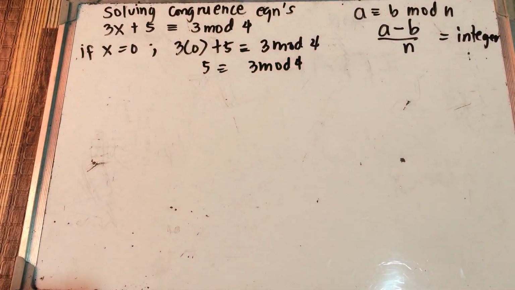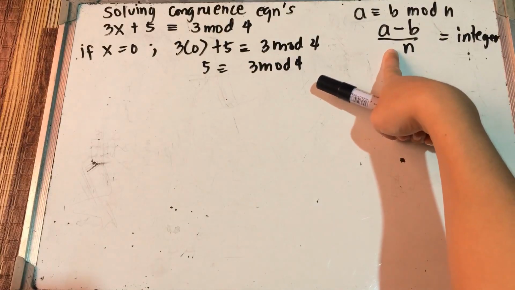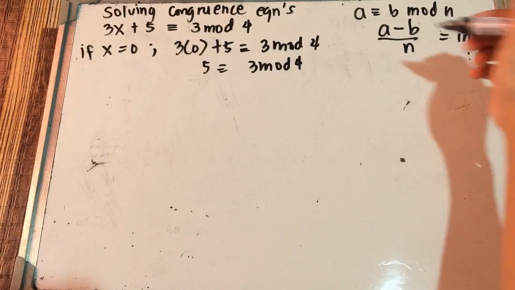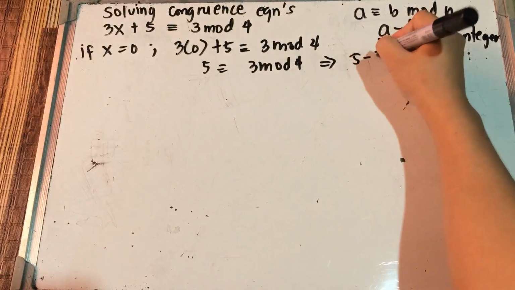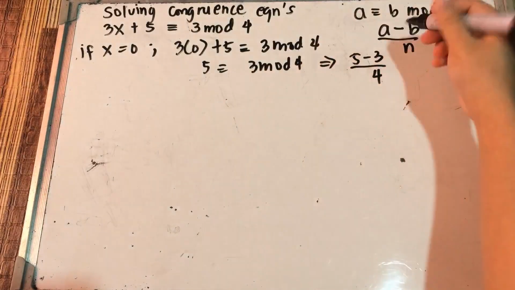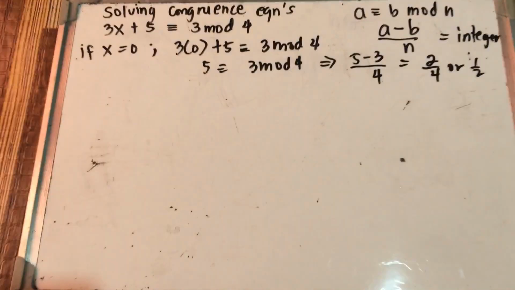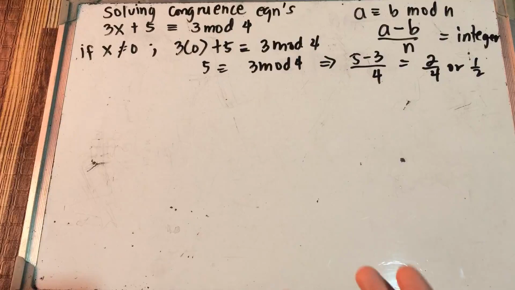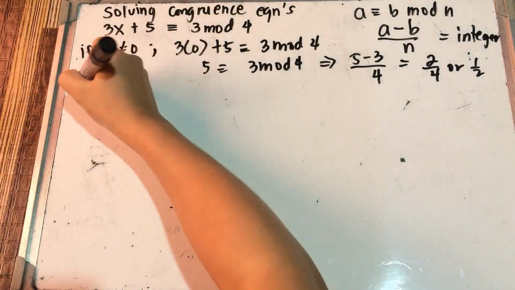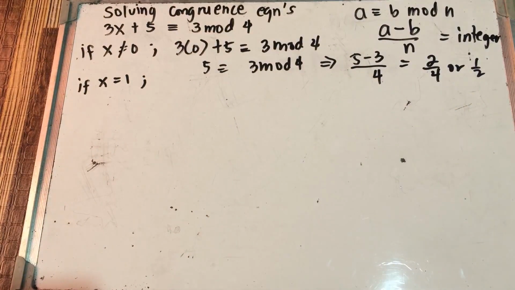And then to test whether it is true or not, we have to satisfy the given condition. Yung (A minus B) over n must be an integer. So, we have 5 minus 3 over 4, which is equal to 2 over 4 or 1 half. Since it is not an integer, x equal to 0 is not a solution. So, you have to test the other values. Next is x equal to 1. Lahat ay itetest natin, and then we have to look for the pattern.